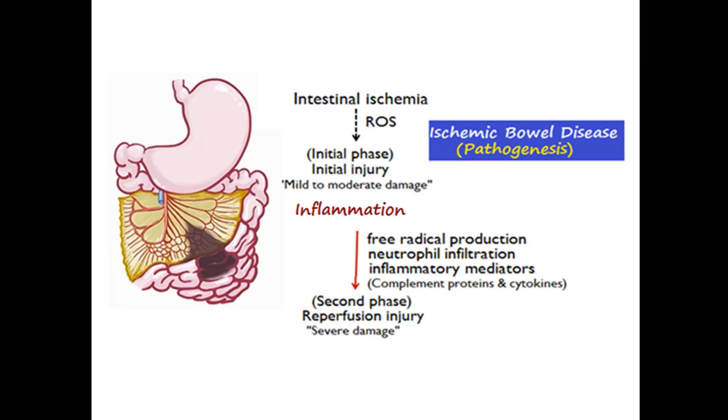But in ischemic bowel disease, there are two sets of effects. The initial intestinal ischemia will cause mild to moderate damage, and most of the intestinal cells are alive and can survive.